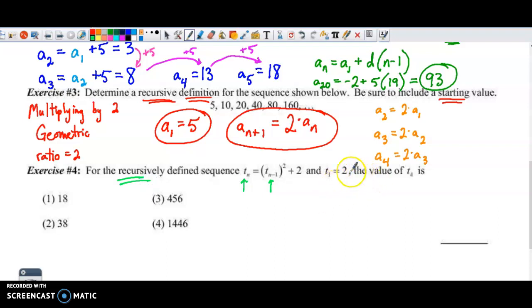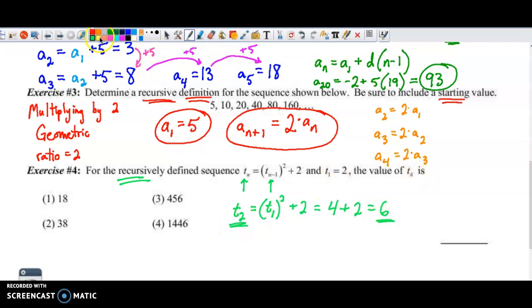Why? Well, if I know the first term is 2, and I'm asking you for the second term, so t sub 2, well, plug in 2 for n. What's 2 minus 1? It's t subscript 1 squared plus 2. I hope you're seeing the pattern that's going on here, because now I can actually figure that out, because t subscript 1, the first term, is 2. 2 squared is 4, plus 2 gives me 6. So t sub 2 is equal to 6.